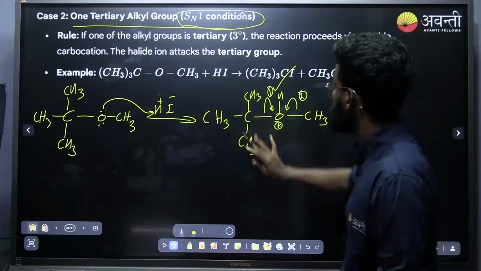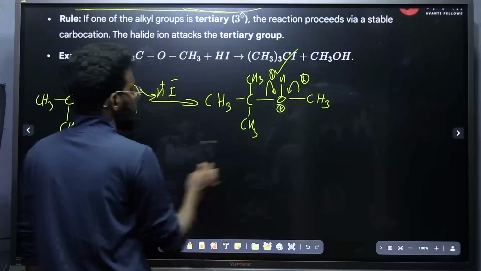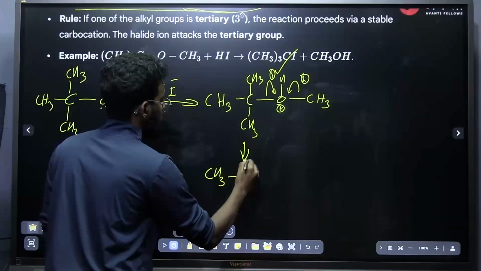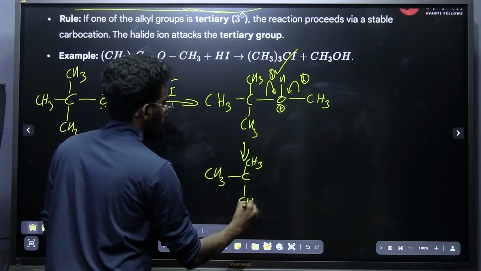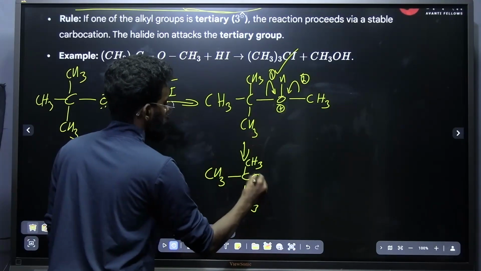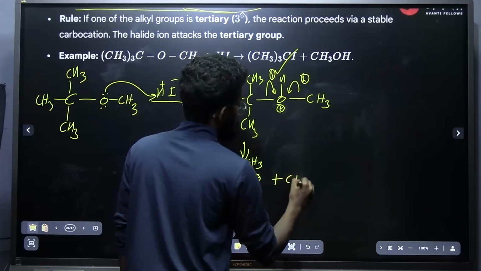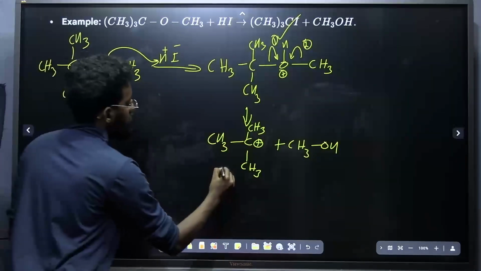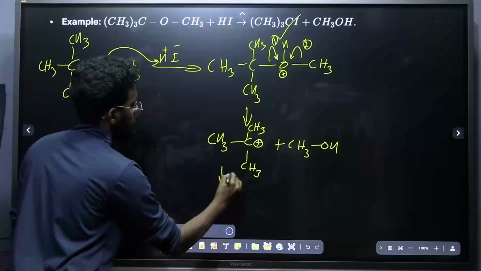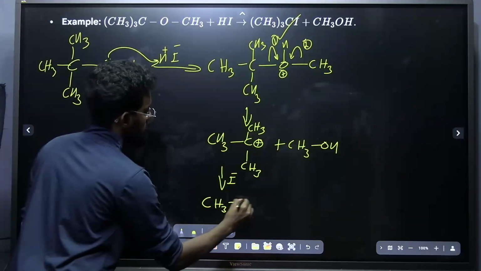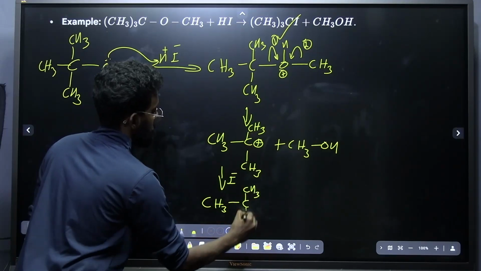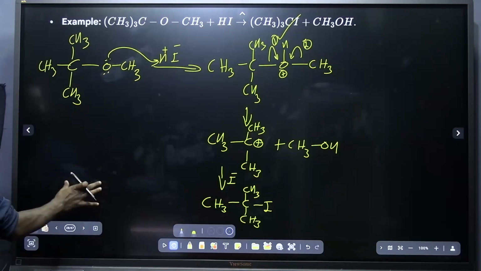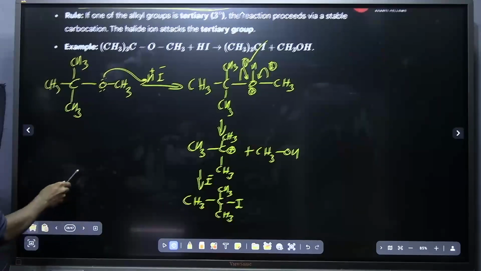Why? If there is a tertiary group, then the reaction will move in the direction where I minus can attack the more stable carbocation. Here we get the carbocation plus CH3OH, which is an alcohol. Now this carbocation will react with the I minus and we will get a tertiary alkyl iodide. This is the point you have to note down in the case of a tertiary group present in the ether.